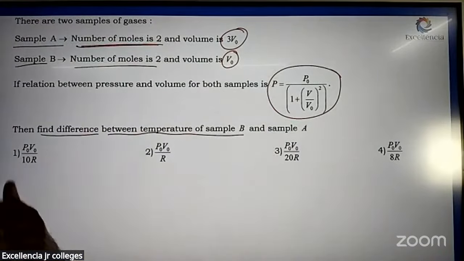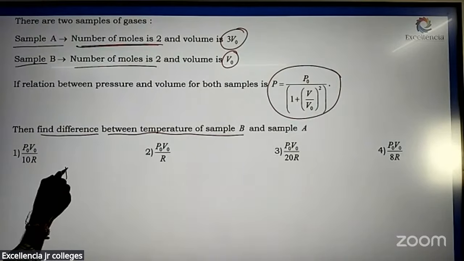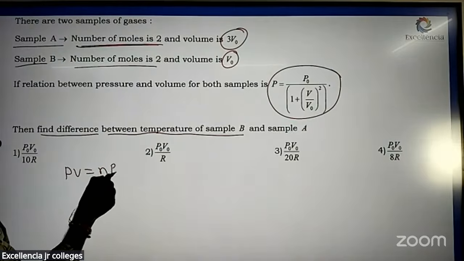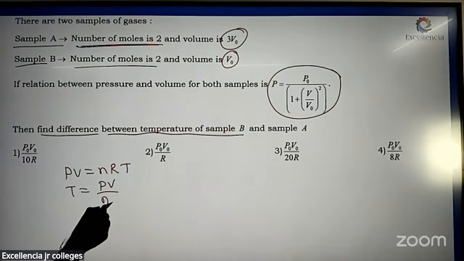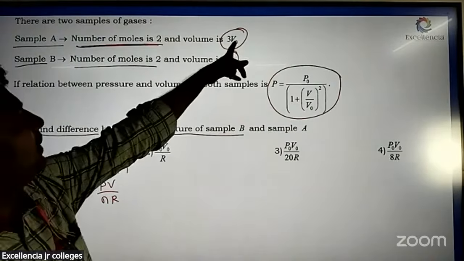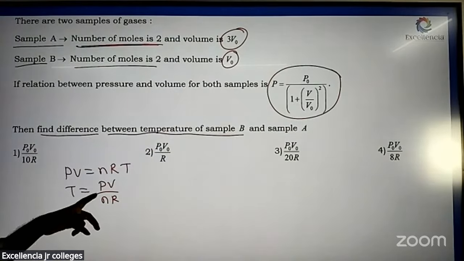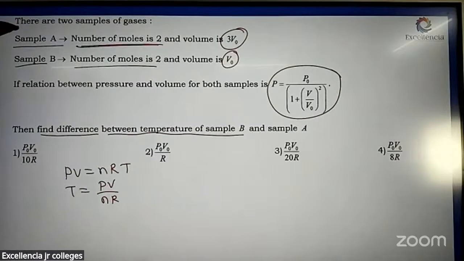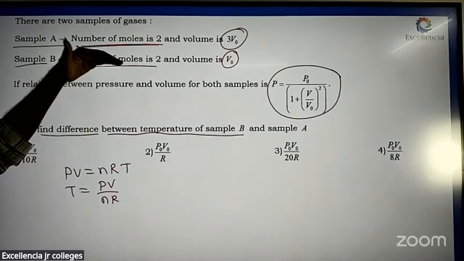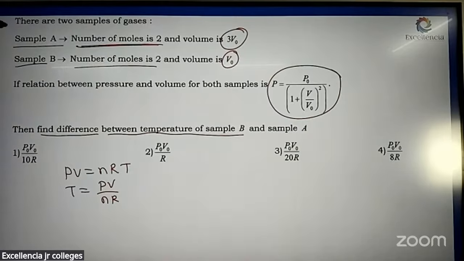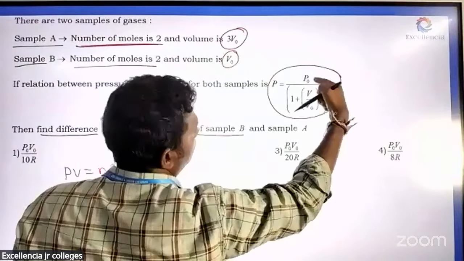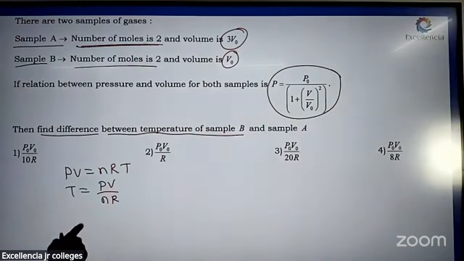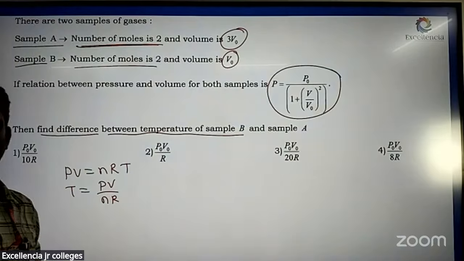So for that, students, first of all, we can use PV equals nRT. From this, T equals PV by nR. We know the V values here, 3V0 and V0, but we don't know the P values for sample A and sample B. So we have to find the pressures for sample A and sample B using the relation they gave. We will substitute here and take the difference between sample A and sample B.